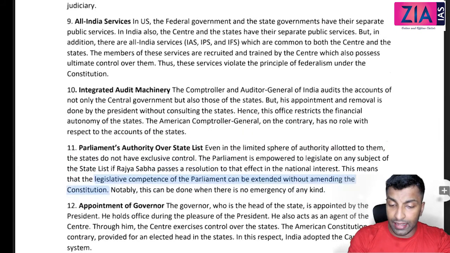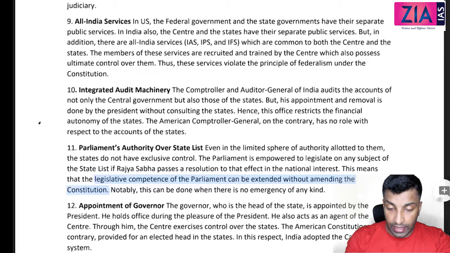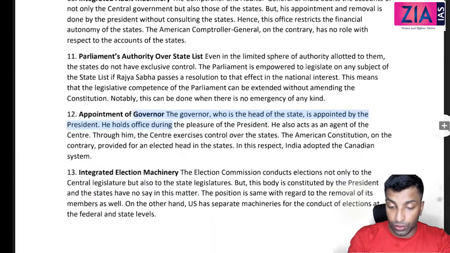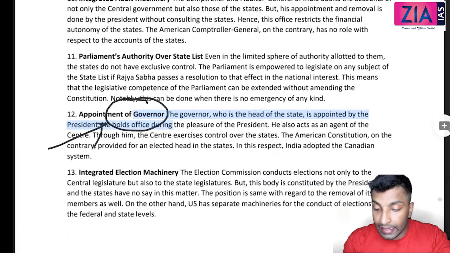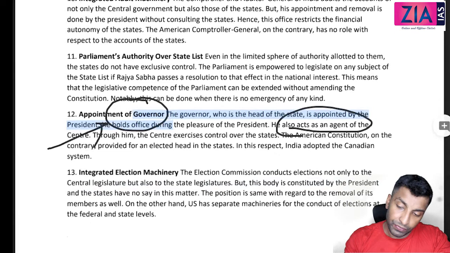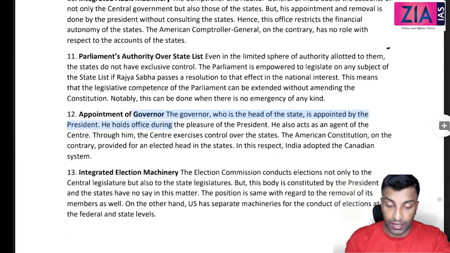Integrated audit machinery, and there is a lot of criticism from the state side also that they are unnecessarily interfering in the state aspects. Then appointment of governor. Who is appointing? The president is appointing, and he is acting as the agent of the center. So you can control the state and the affairs of the state through the governor, who is appointed by the center. Similarly, integrated election machinery.